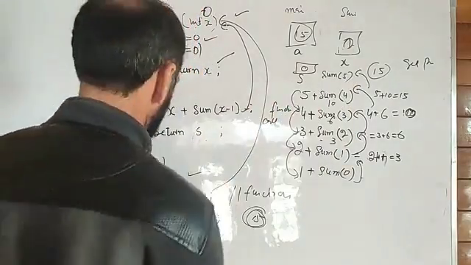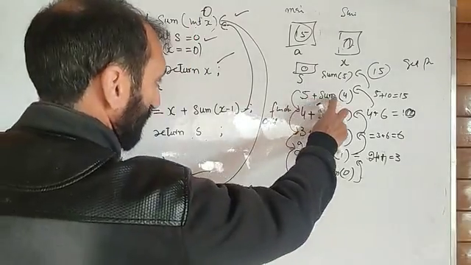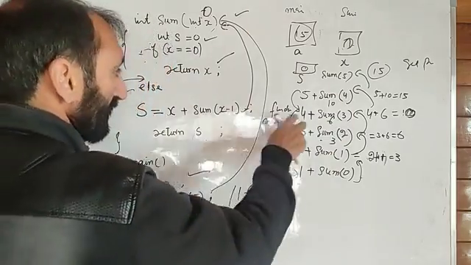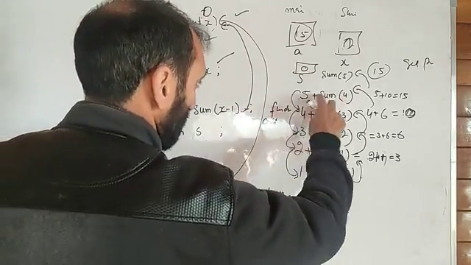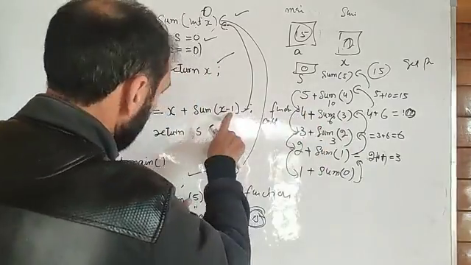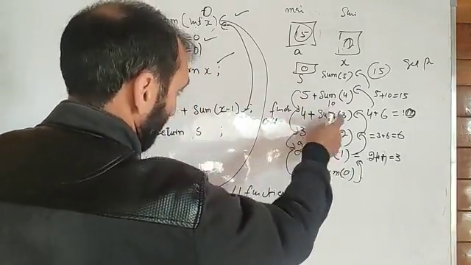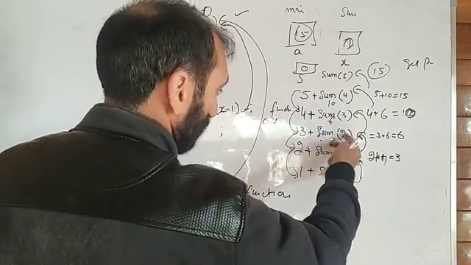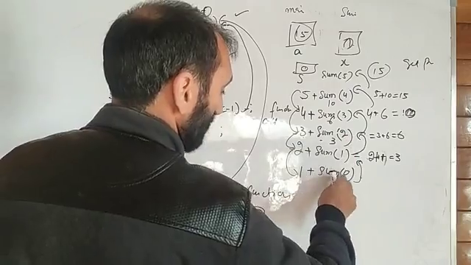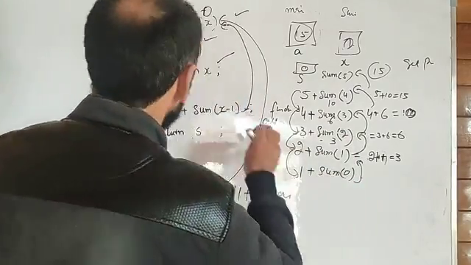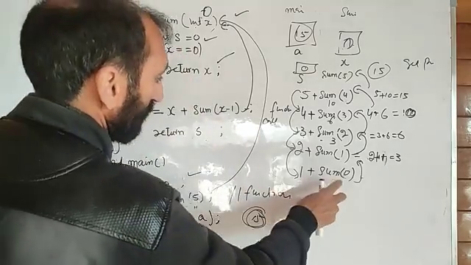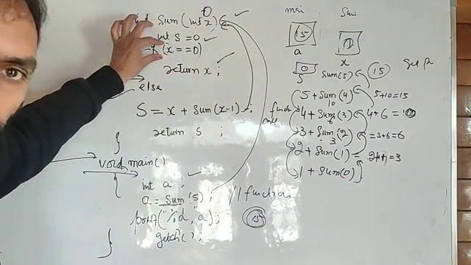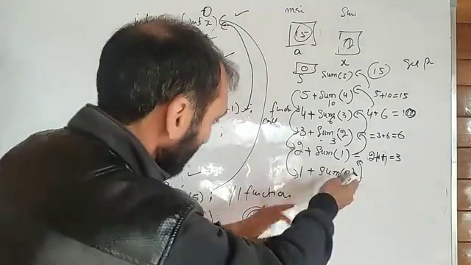Here it is x plus sum of x minus 1. What is x? x was 5. So 5 plus sum of 4. Then 4 plus sum of 3, x minus 1 gives 3, then 3 plus sum of 2, then 2 plus sum of 1, and 1 plus sum of 0. After that x will become 0, the condition will evaluate to true, and it returns x.